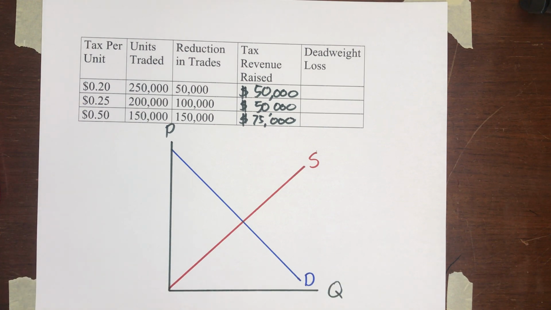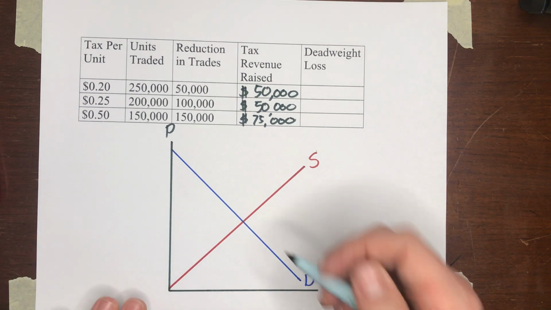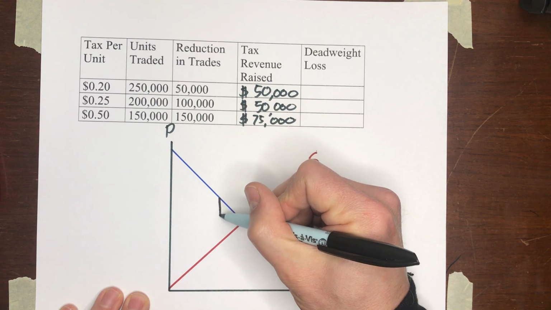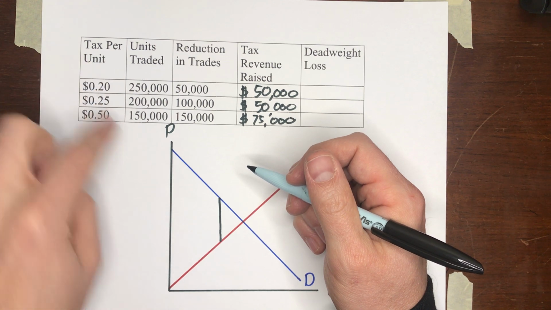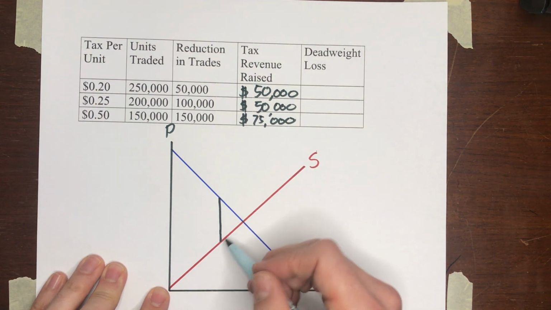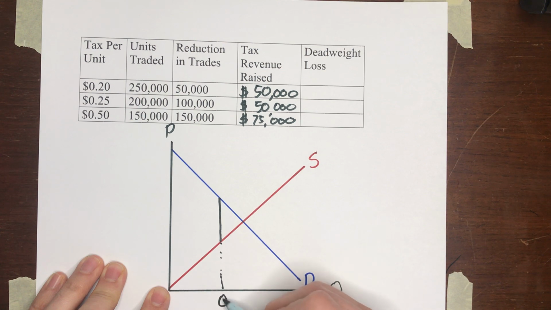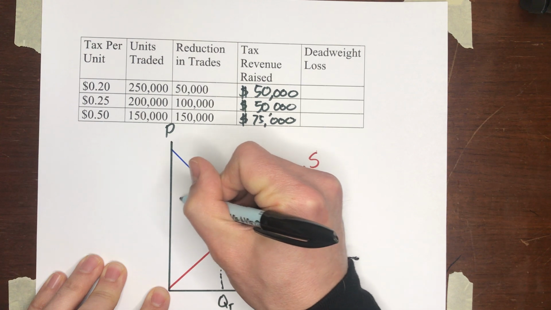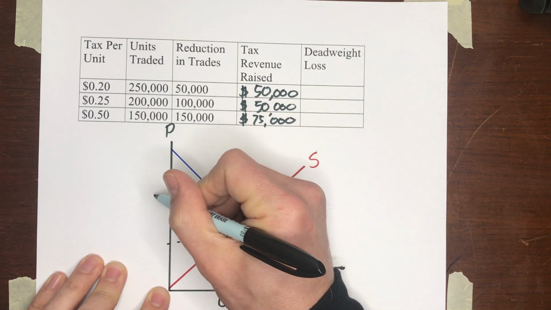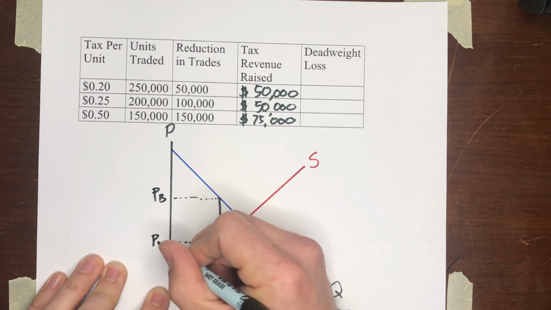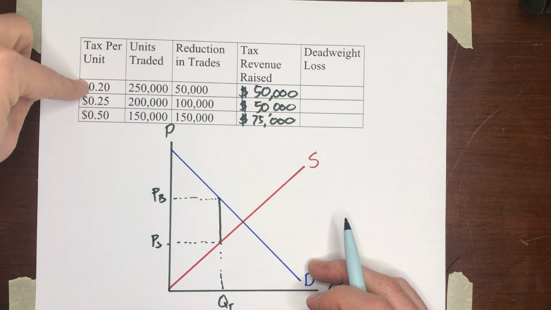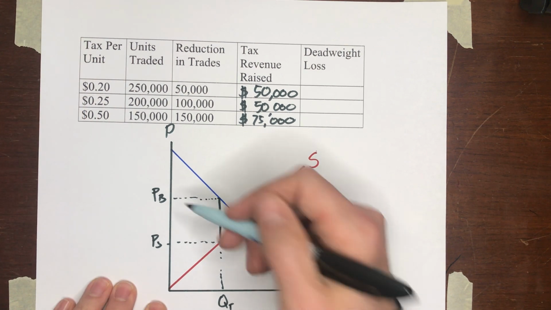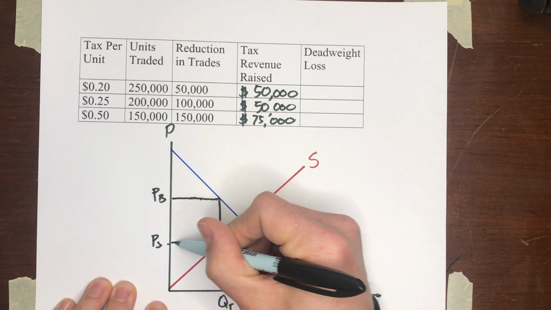Now, just to make that clear on a diagram, here's our tax wedge, and this could be either the 20 cent or 25 or 50 cent. That gives us a quantity of units, QT, the quantity with the tax. There's going to be a price that the buyer is paying, a price that the seller is receiving. The difference between PB and PS is the tax per unit. So when we're calculating the tax revenue, that's the area of this rectangle.